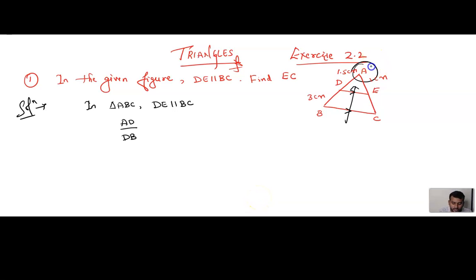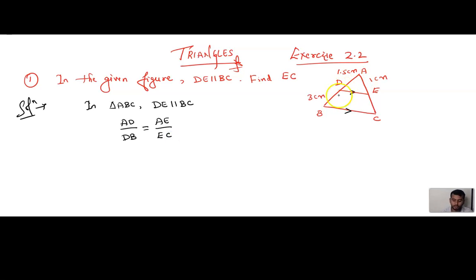Are you getting it, children? The point opposite to the parallel sides is nothing but our starting point. That is our starting point, from A to D. That is AD by DB is equal to AE by EC. Clear? Concept clear?